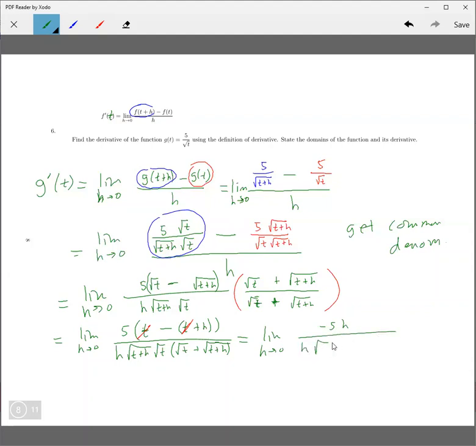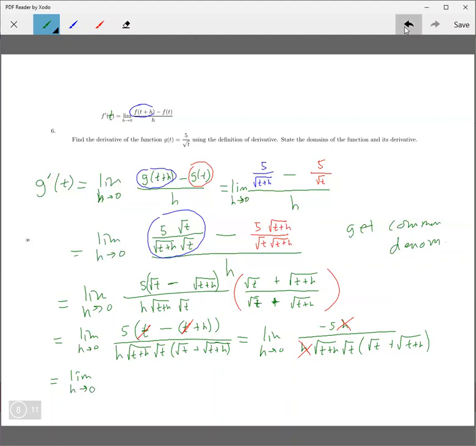Over h times the square root of t plus h, square root of t, the square root of t plus the square root of t plus h. You can have that, okay? And then, of course, these h's are going to reduce. You should always get the h's to reduce. If you're doing it right, that's pretty much always going to happen. As far as I can tell, that should happen.